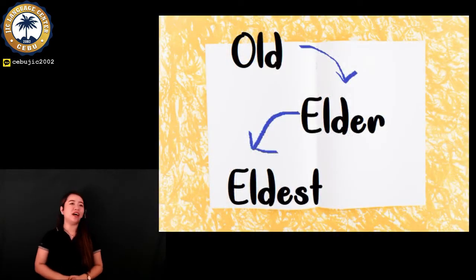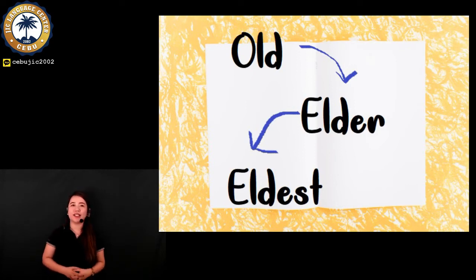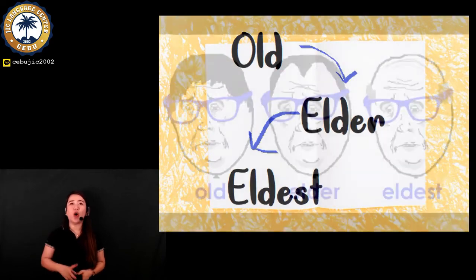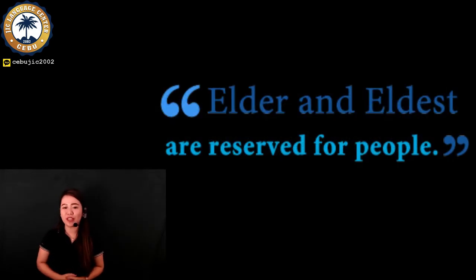For another word, we have old, elder, and eldest. Take note: old can be used for people or also for things, but elder and eldest are used for people only. Take note of that.